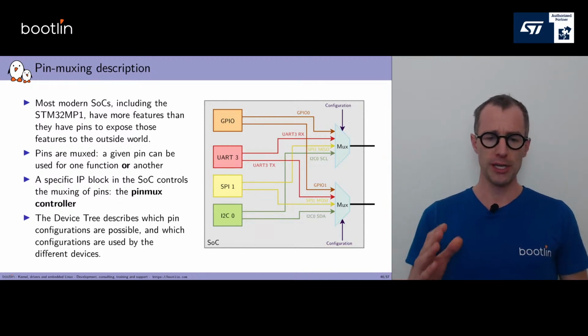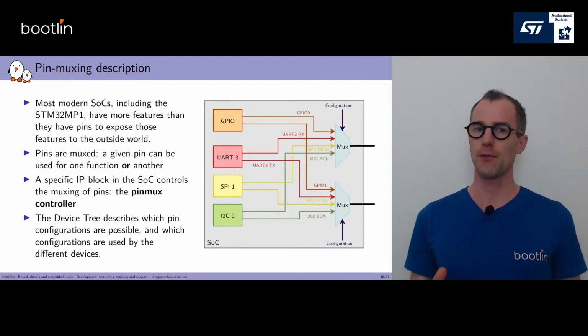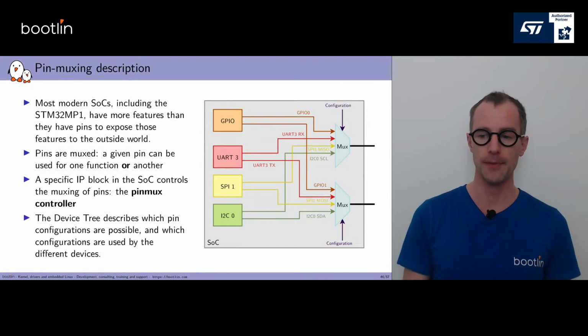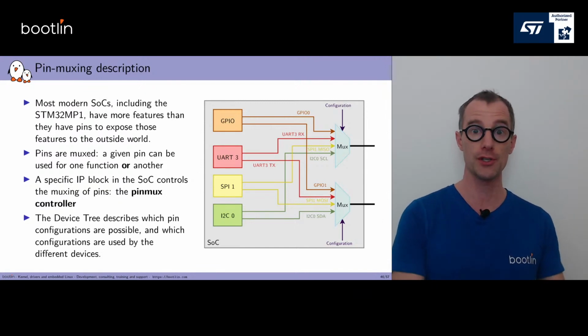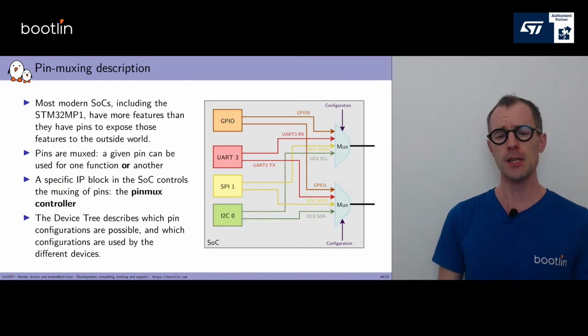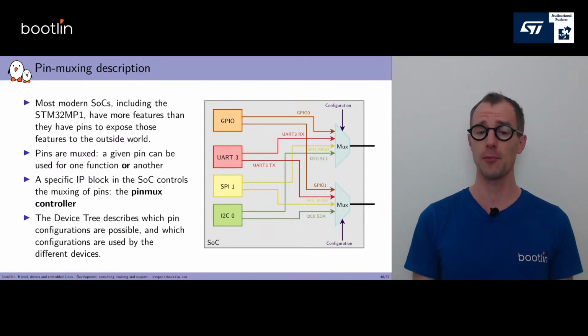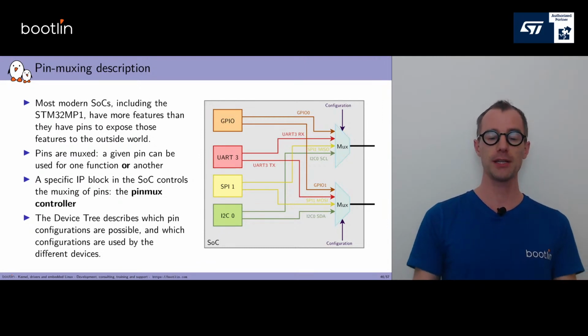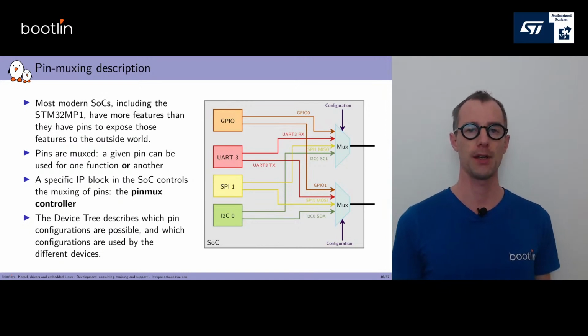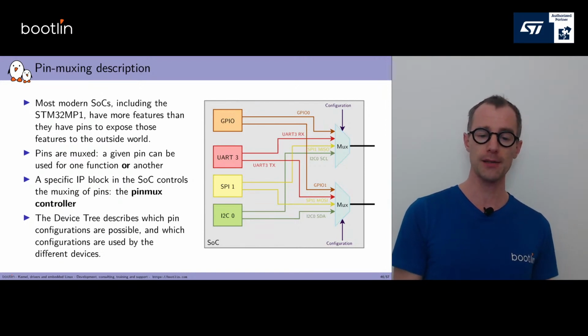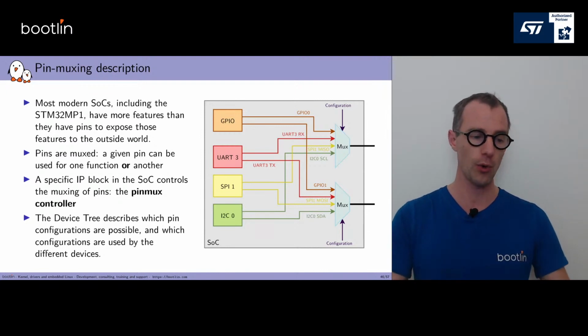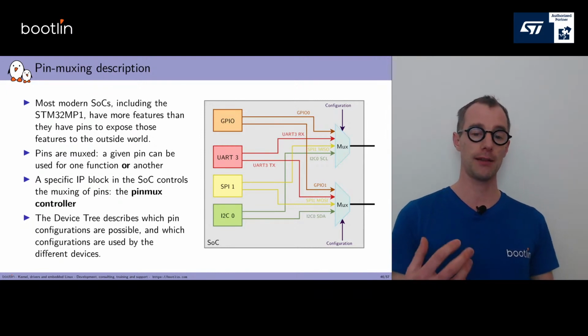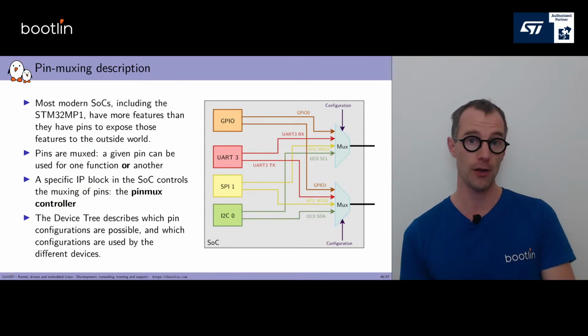Let's talk a bit about pinmuxing, because this is something that very often people struggle with, and is also something which is very often the first contact with the device tree, because you very often have to configure pinmuxing when you want to simply plug something into an existing board. So in most modern processors, including the MP1, there's typically more features inside the processor than the package has pins to expose all those features to the outside world. So what those processors do is mux pins, which means that a particular pin going outside of the package can only be used at a time for one function or another, but not both.